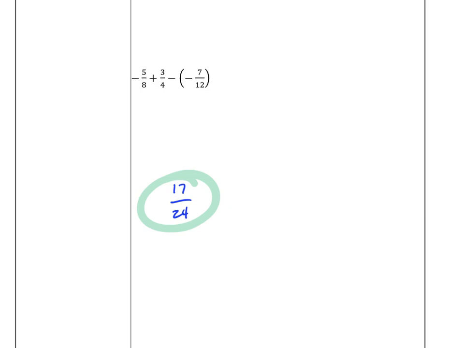Okay, and this one should have come out to be 17/24. Okay, if you know what you're doing, hey, you're done. If you don't know what you're doing, well, go fast forward to the ones that you don't understand how you got it wrong.